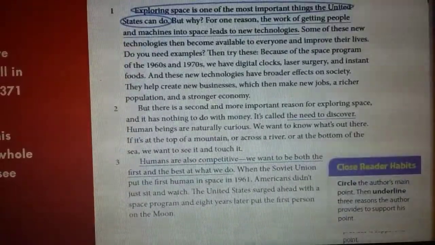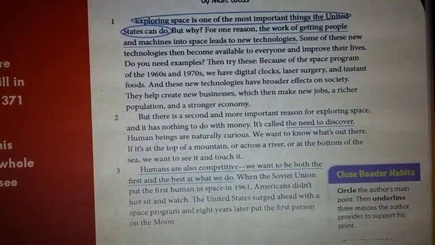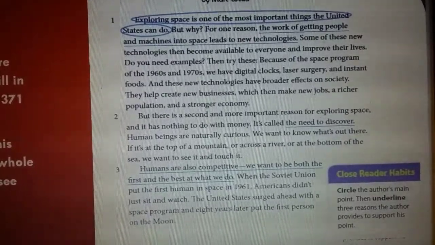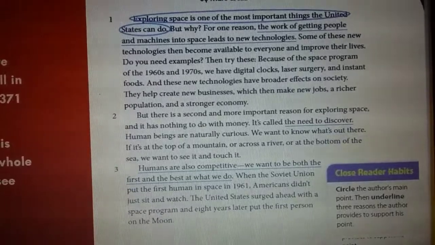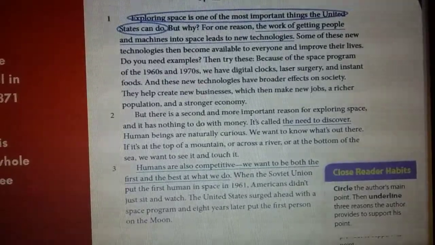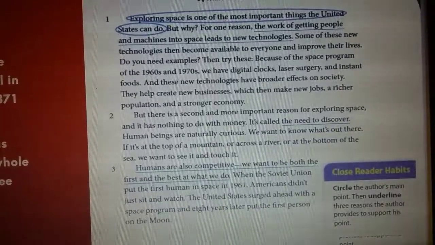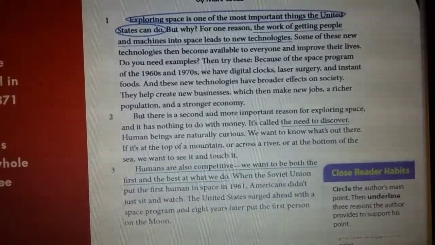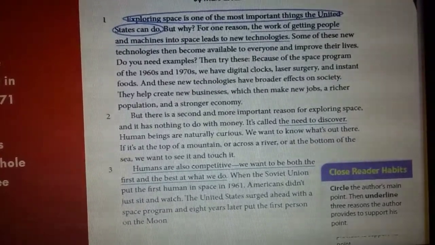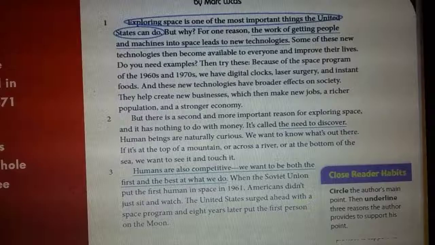Now, let's look at what we have here. The very first sentence says, exploring space is one of the most important things the United States can do. Now, this is the author's point that he's trying to make about space exploration. It's not evidence, not anything that can be proven. It's just his idea. So let's look at some of the reasons why he has this idea. If you look in that same paragraph, it says, for one reason, and here the underlined part says, the work of getting people and machines into space leads to new technologies. This is one reason why.